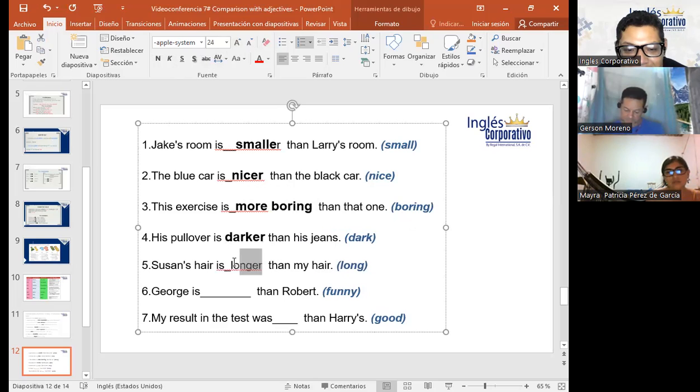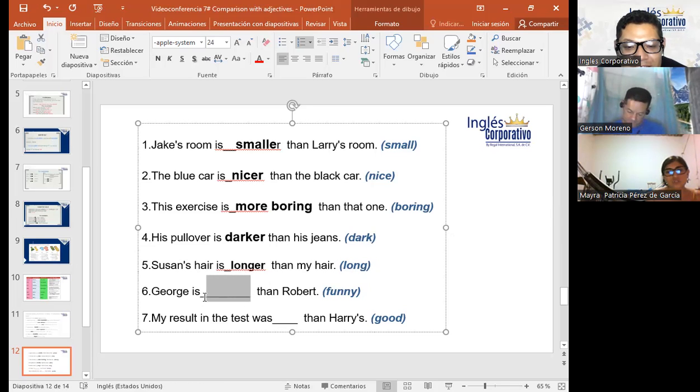It's también es un long que solamente tiene una sílaba. Dark también tiene una sílaba. Nice, small. Como los adjetivos son pequeños, pues estos solamente tienen una sílaba. Y vamos con la siguiente.